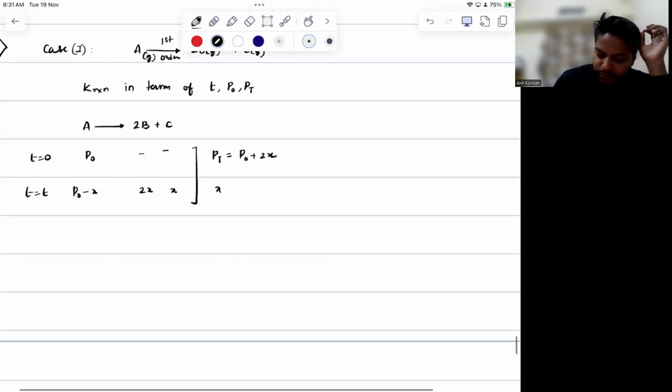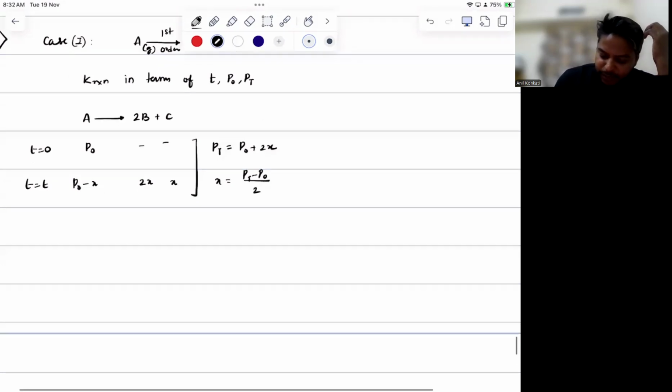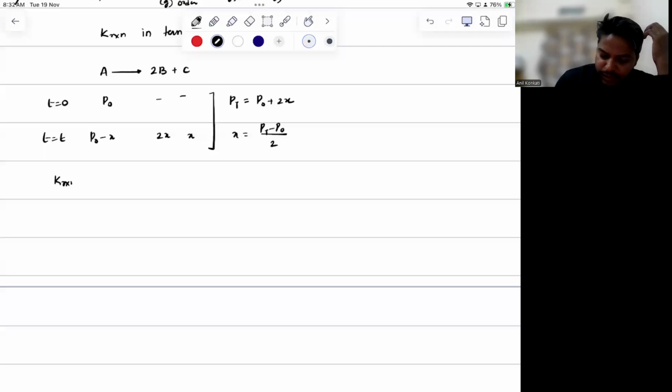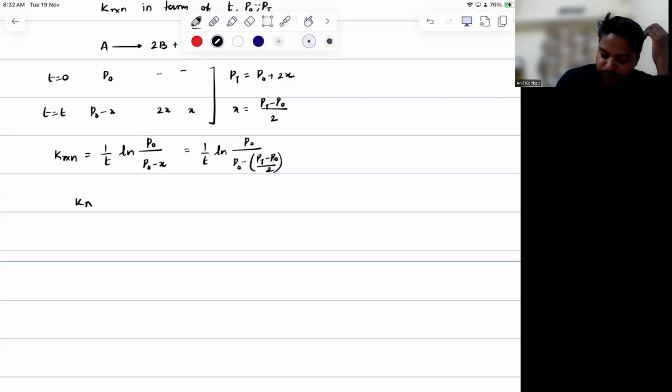So X will be equal to (Pt minus P naught) by 2. If we substitute this back into the reaction here, I'll write K reaction is equal to 1 by t ln P naught by (P naught minus X). So 1 by t into ln P naught by P naught minus (Pt minus P naught) by 2. That will give you K reaction is equal to 1 by t ln 2 P naught by (3 P naught minus Pt total).